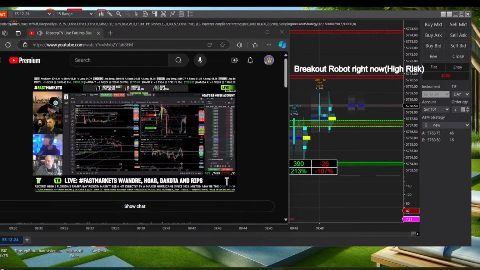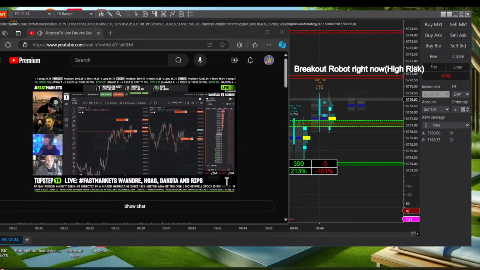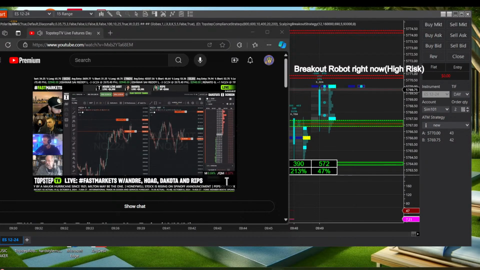89s. Where's the risk, Dakota? 120. But I'm okay if we close this out early as well, if we don't like the price action. How's it coming short from 89, Hoag? 89.5.